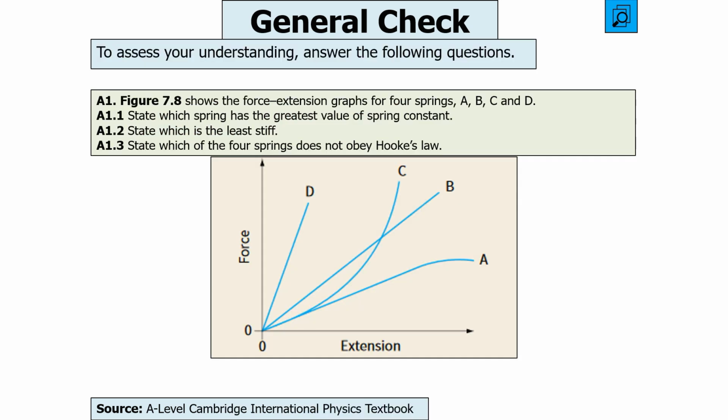The next question says, figure 7.8 shows the force extension graphs of 4 springs, A, B, C and D. State which spring has the greatest value of spring constant, state which is the least stiff, and state which of the 4 springs does not obey Hooke's law. So pause the video now, then unpause the video when you want to go through your answer.